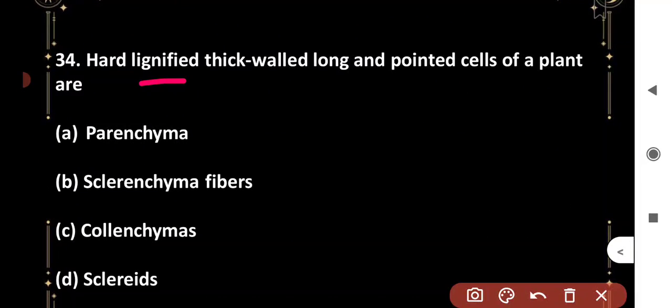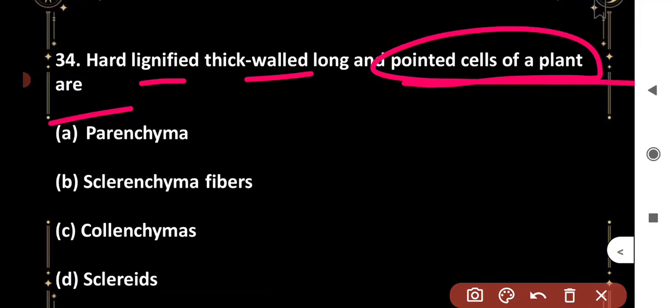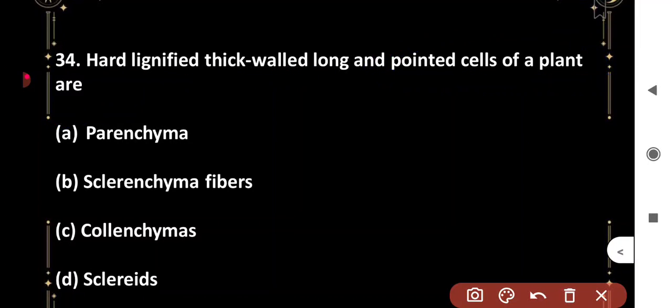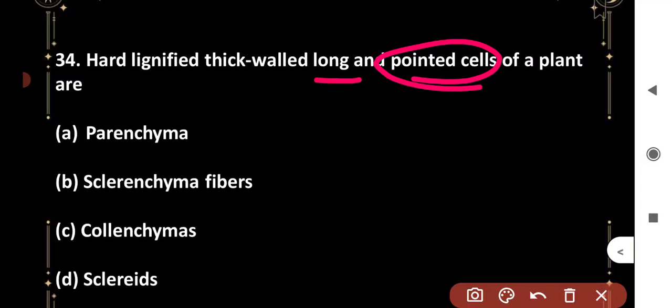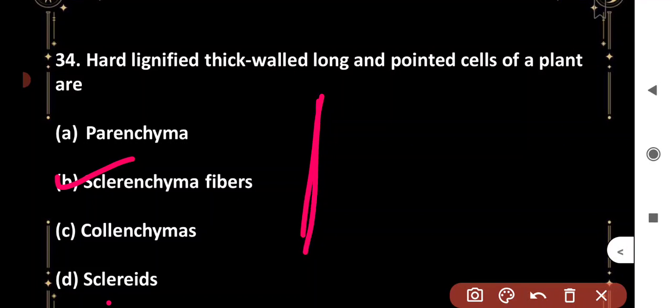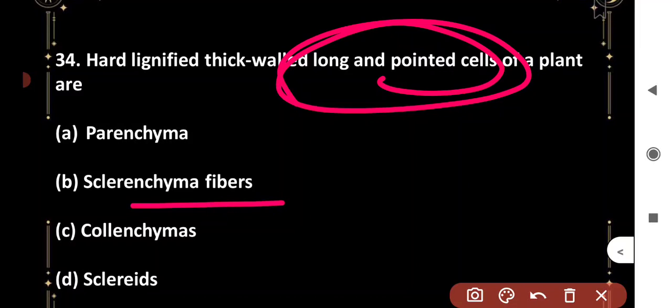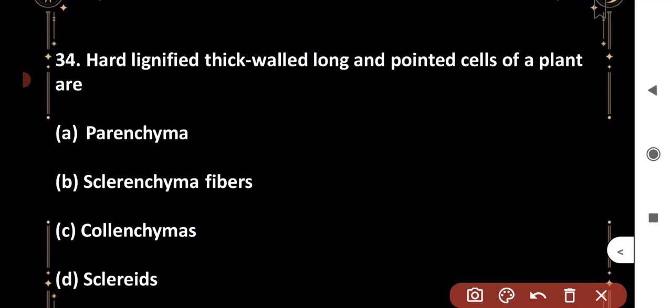Next, hard, lignified, thick-walled, long and pointed cells of a plant are. Lignified means it can be sclerenchyma, but which one? It is asking about long and pointed cells, so it is fibers. Fibers are long and pointed. Sclerites are spherical. Once you see lignified, it should be sclerenchyma. If it is long and pointed, that is fiber. Needle-like, right? Spherical means sclerites.